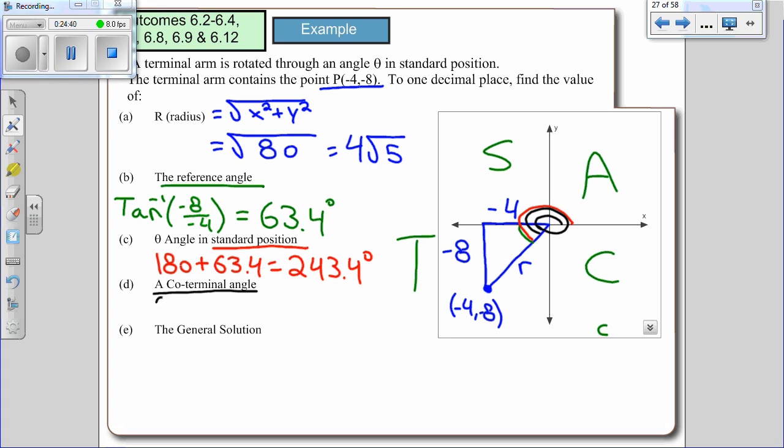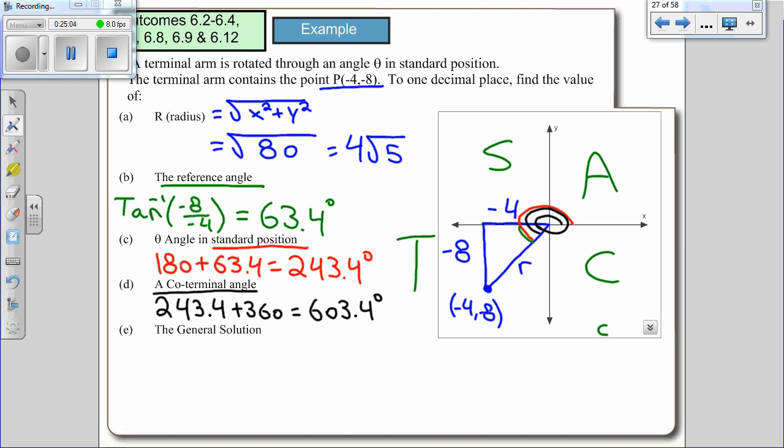And that would give you the same terminal arm. So that would be 603.4. That's a coterminal angle. So you could just build the general solution to find coterminal angles. If you can build the general solution, you can build coterminal angles.